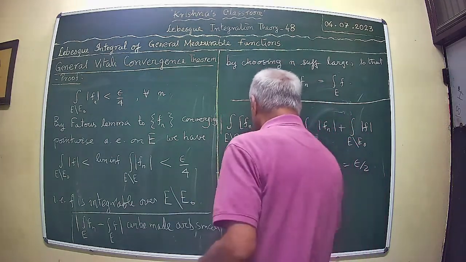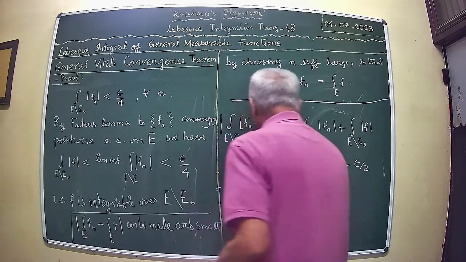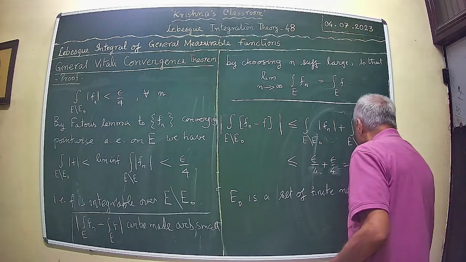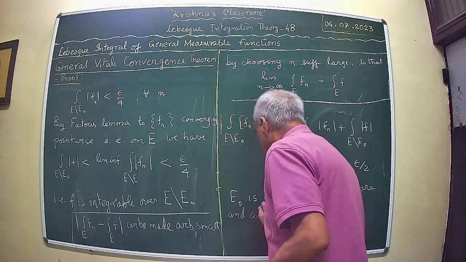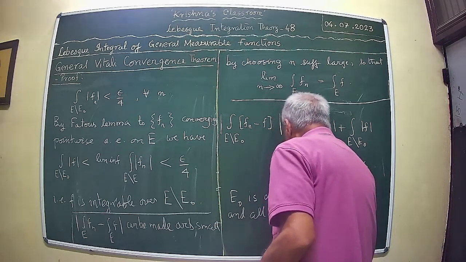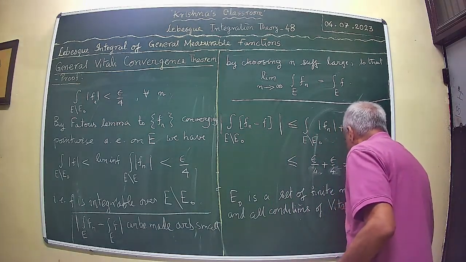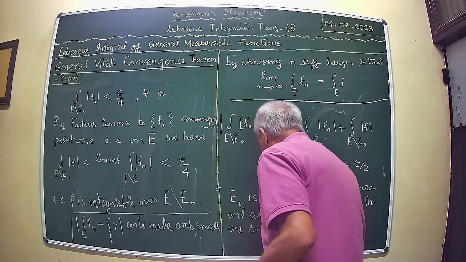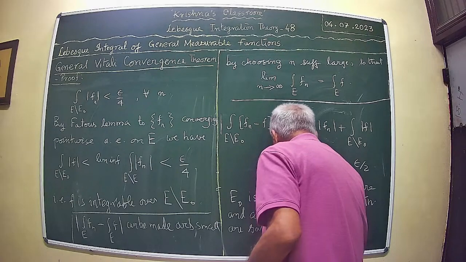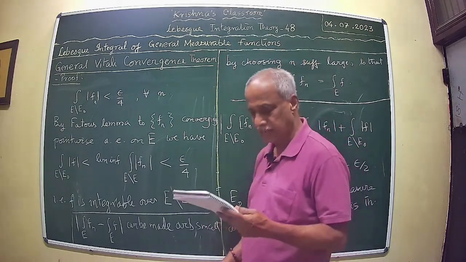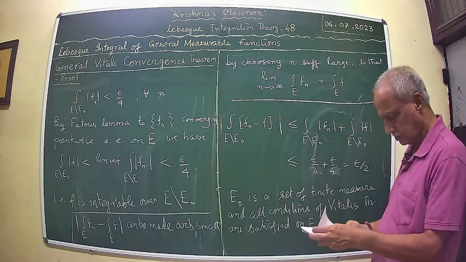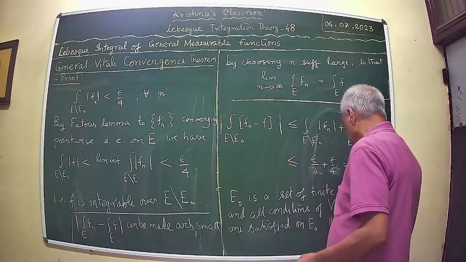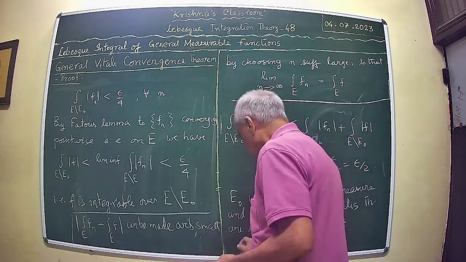Okay, so E naught is a set of finite measure, and all conditions of Vitali's theorem are valid, satisfied on E naught. Therefore, we can immediately read out the conclusion of this. Therefore, f is integrable over E naught.